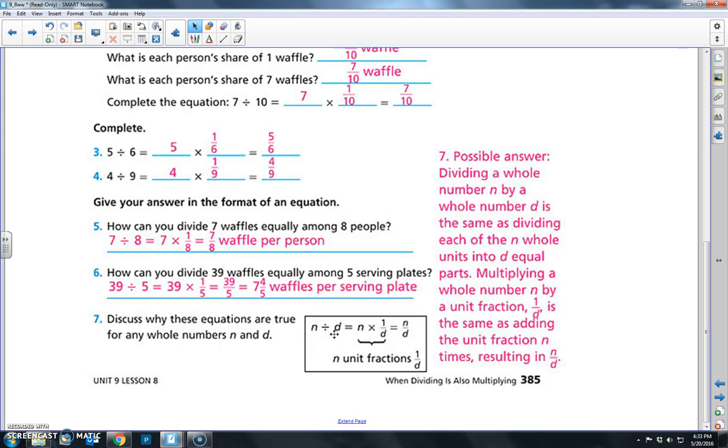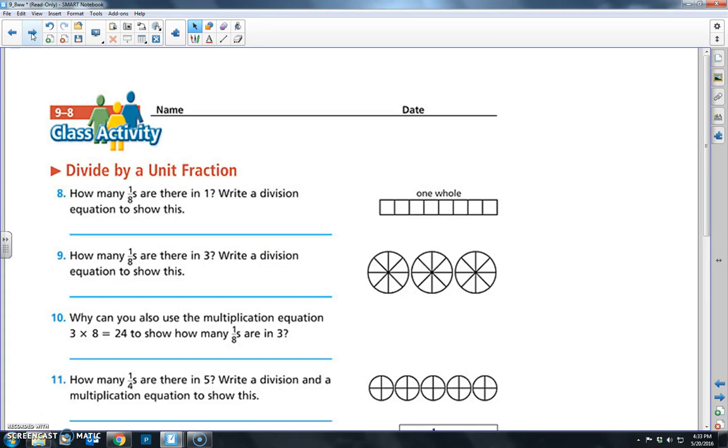So if n divided by d equals n times 1 over d, your answer is going to be n over d. This is algebra. So when you get to 6th grade, 7th grade, 8th grade, you're going to have to know this, memorize it. Let's go ahead and turn the page.